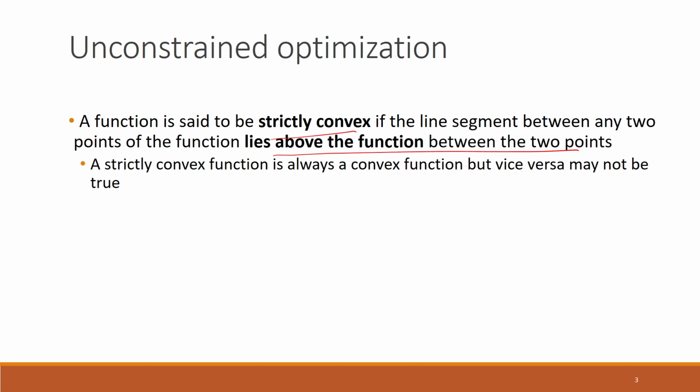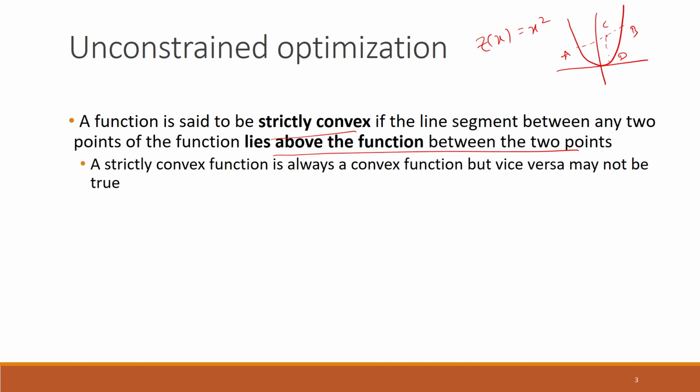For example, the function z(x) equal to x square that we had seen is a convex function, but it is also a strictly convex function, because if you pick any two arbitrary points a and b and choose any point between them, suppose this point c, it is above the corresponding point on the function, d.